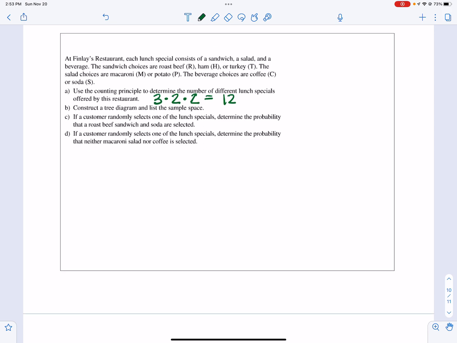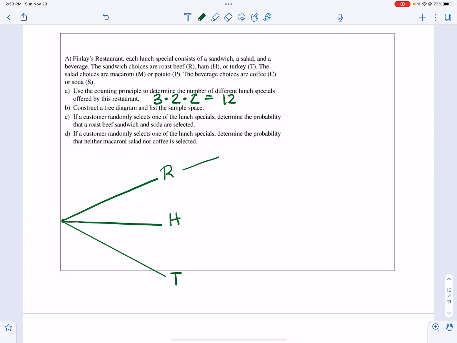Now we're going to go ahead and make our tree diagram. So we've got 3 sandwiches: roast beef, ham, or turkey. And then off of each of these, we've got macaroni or potato. And then off of each of these, we've got coffee or soda. And so we're going to do that for every sandwich.